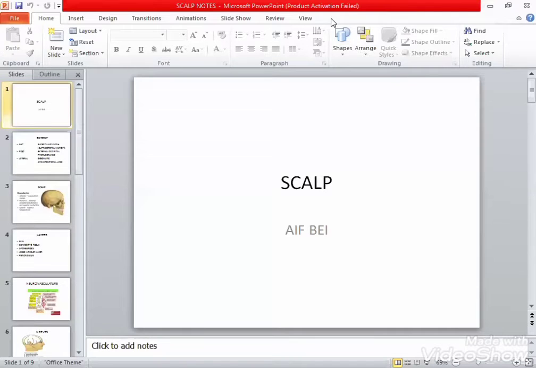Hello everybody, today we are here with the topic of skull. We will give a quick overview of all its topics. Okay, so let's see the extent of the skull.